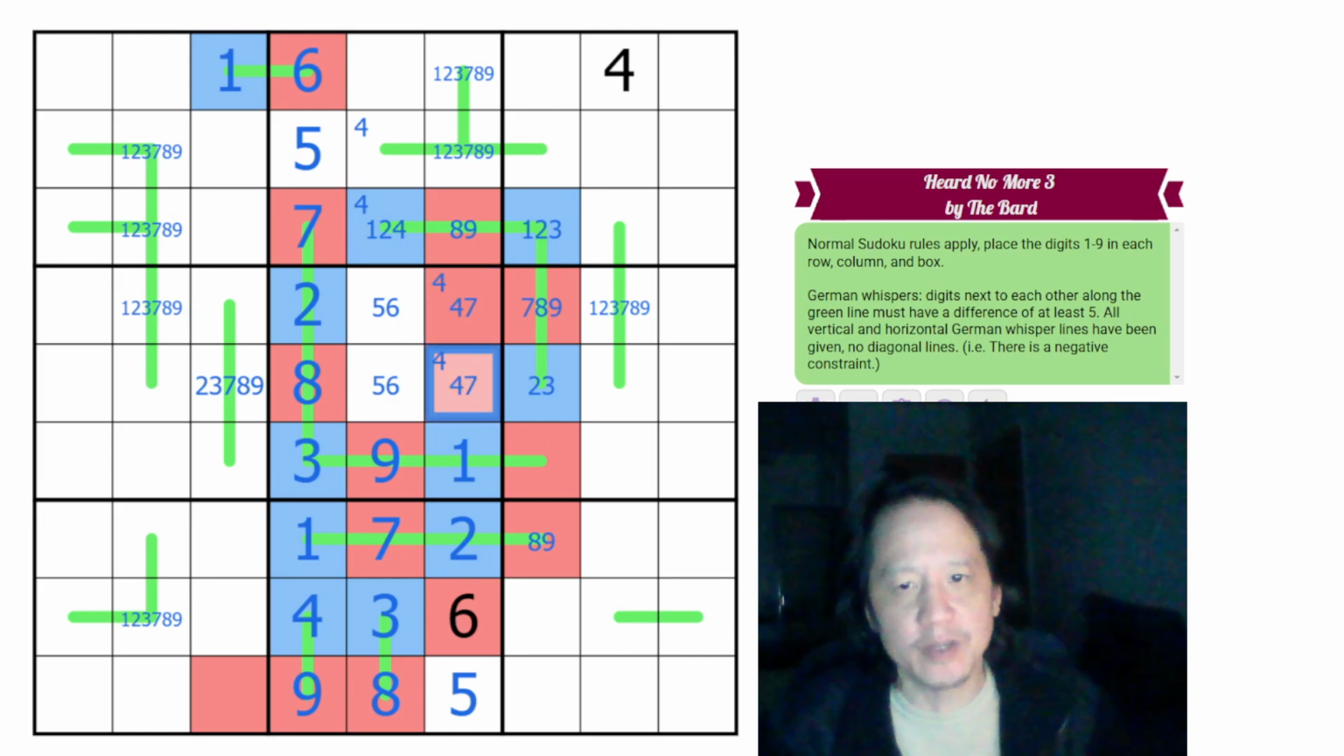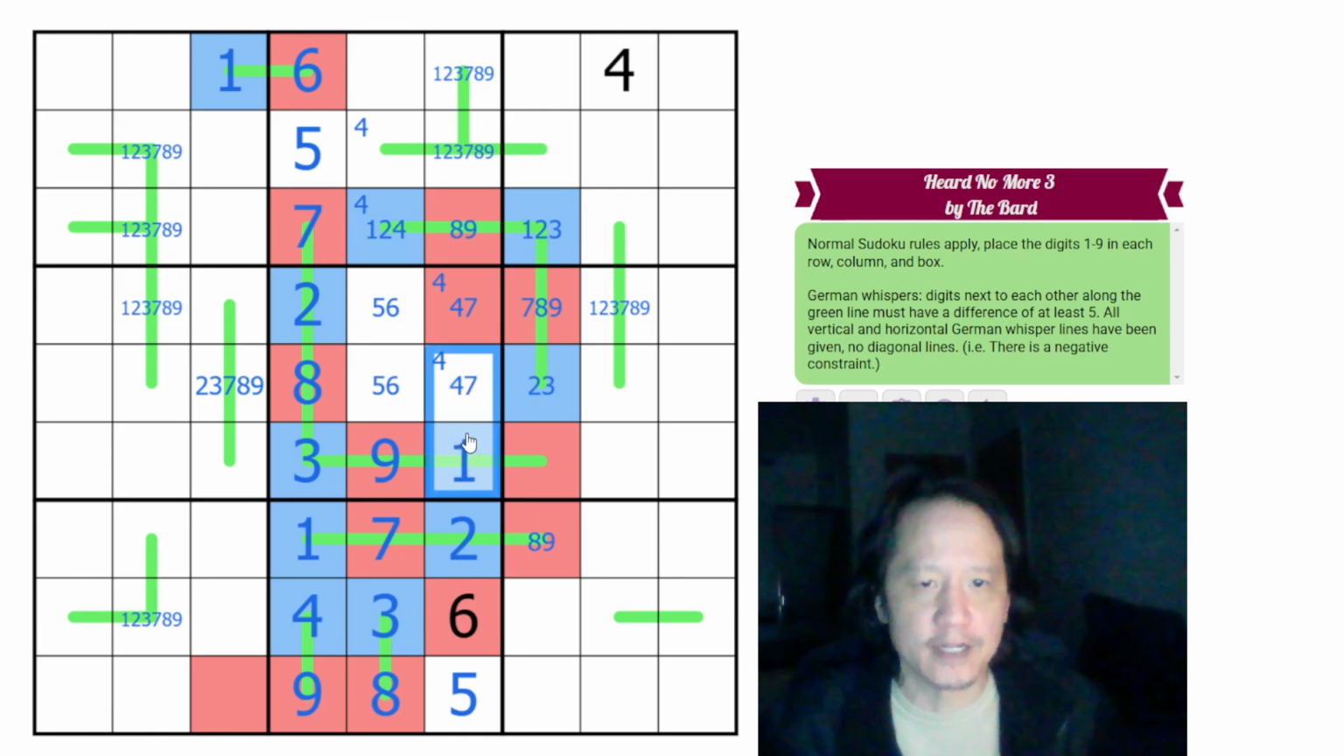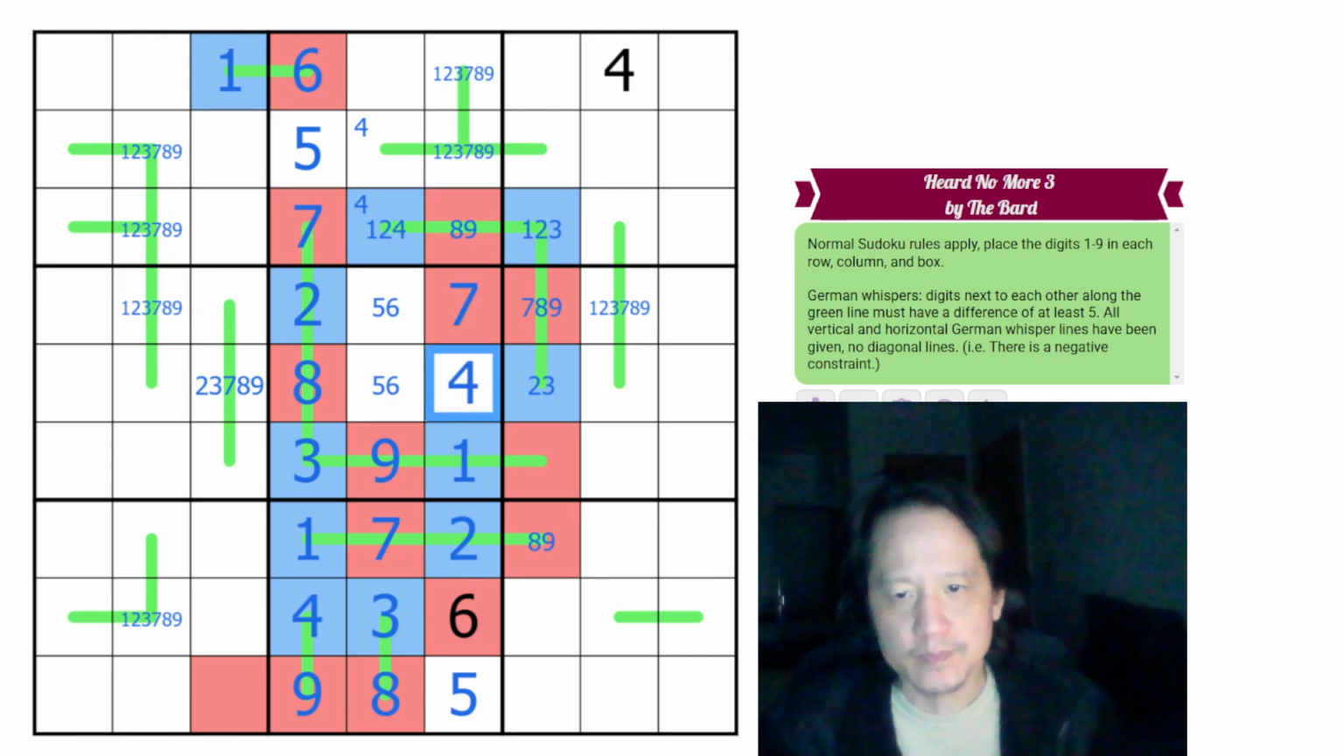And this cannot be high because it's next to a 1, and there would have to be a German whisper line connecting them. Therefore, this is a 4, and this is a 7. So this is a low. This is a high.